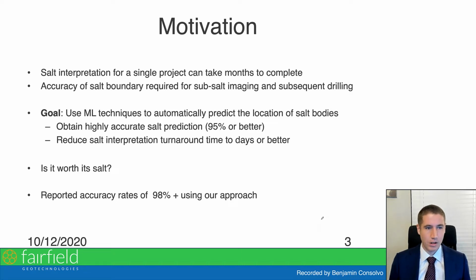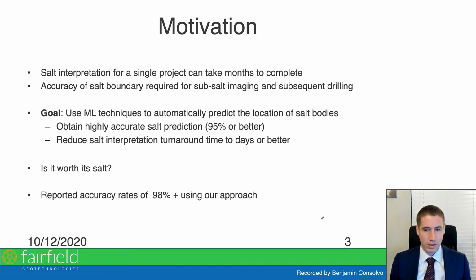So to give us some context for this problem, salt interpretation for a single seismic interpretation project can take months to complete, and so it's very time consuming. And second, the accuracy of the salt boundary is crucial.